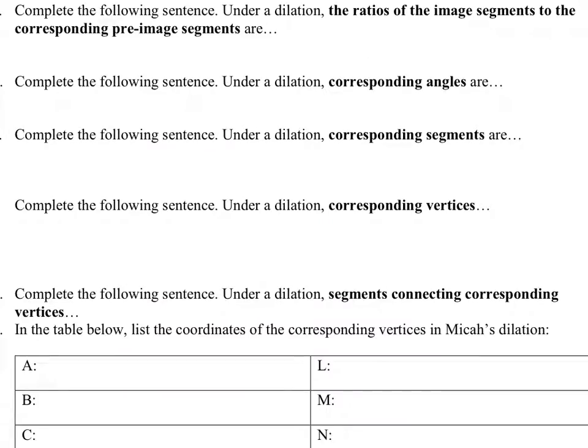Great job listening. All right, let's complete the following sentences then. Under dilation, the ratios of the image segments to the corresponding pre-image segments are the same. Specifically, they came out to be the same scale factor.